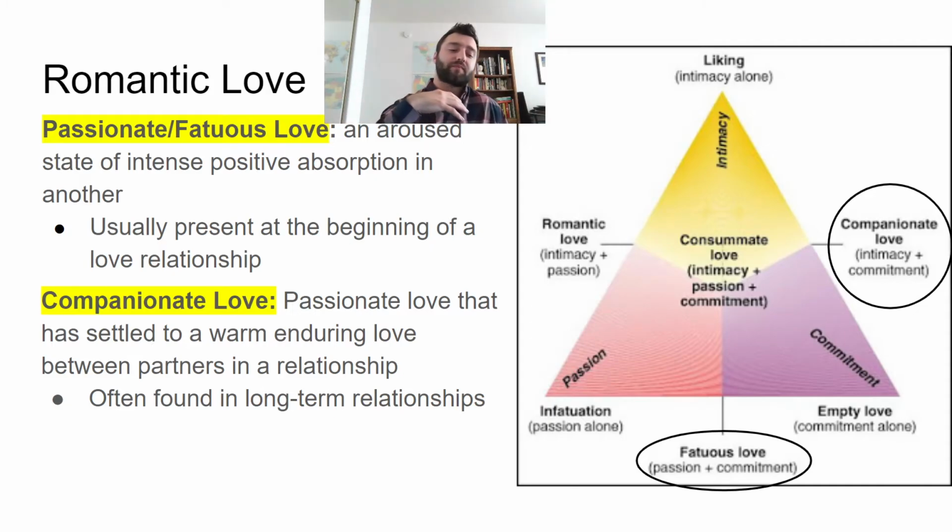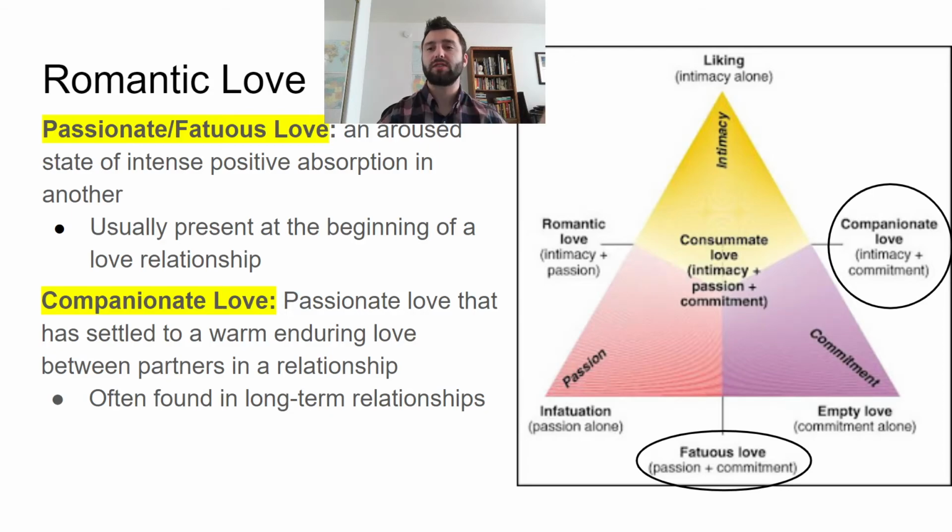So we have this relationship, and we go through our honeymoon period, where we're incredibly absorbed in one another, but eventually that passion cools down a bit. And then we get into what's called companionate love. Now, this is where we have this more warm, enduring love between the people. This is what we're often going to see in long-term relationships.